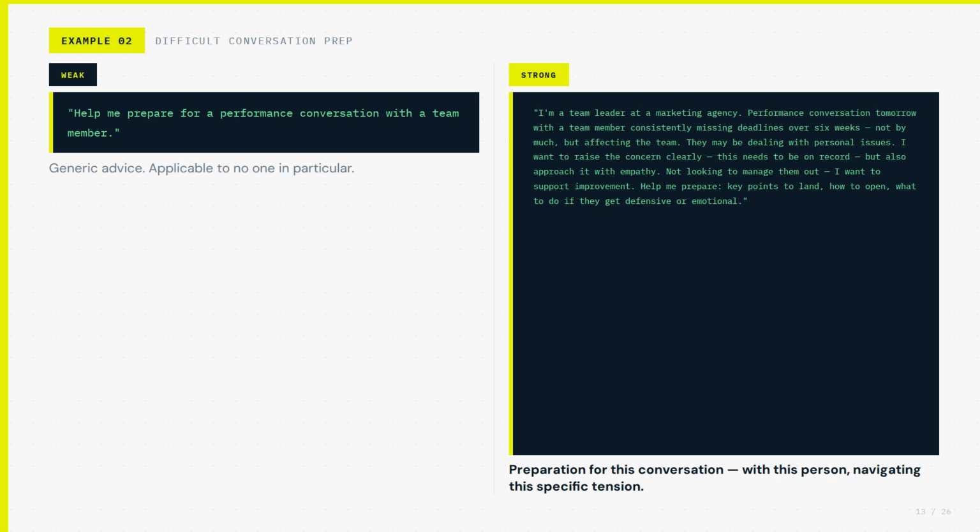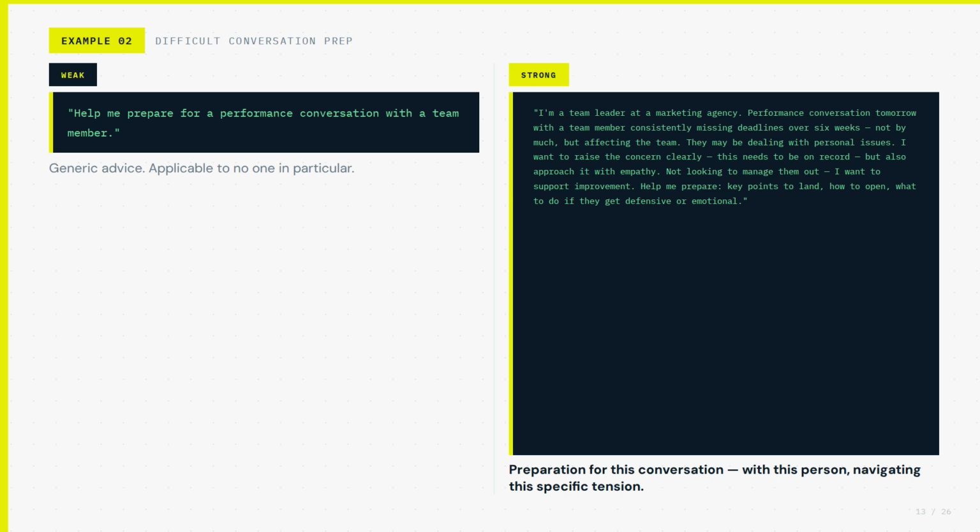I want to raise the performance concern clearly and directly. This needs to be on their record. But I also want to approach it with empathy and give them a chance to tell me what's going on. I'm not looking to manage them out. I want to support them to improve. Help me prepare. What are the key points I need to land? How do I open the conversation? And what should I do if they get defensive or emotional?